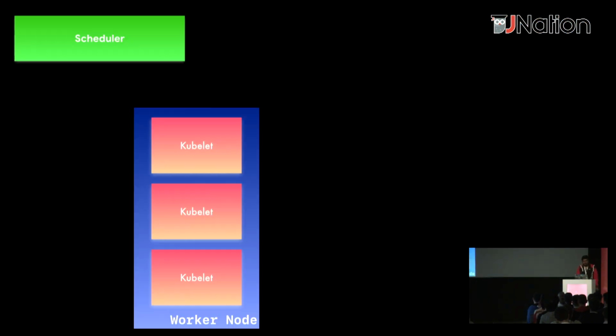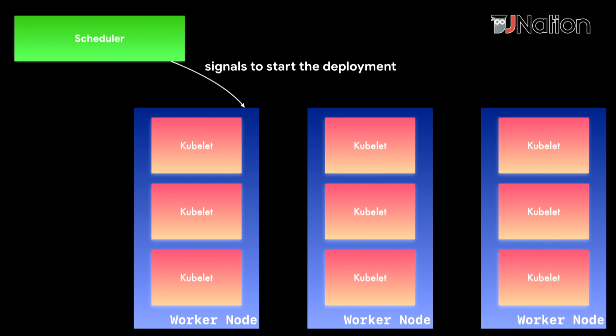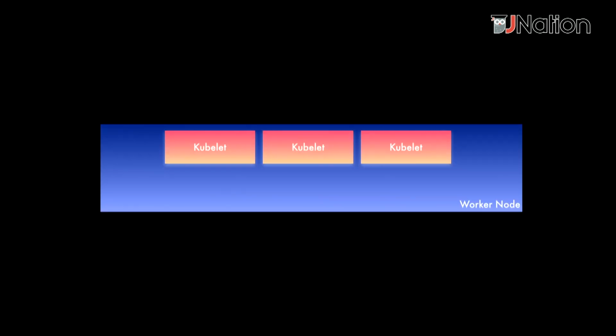So once the scheduler gets the information, it goes ahead and looks for any available nodes in the cluster. So Kubernetes has a cluster which has multiple different nodes. So it checks to which node it can actually deploy the configuration that you specified. So it signals the start of the deployment to that particular node, and your deployment will start. So this is how Kubernetes works under the hood.